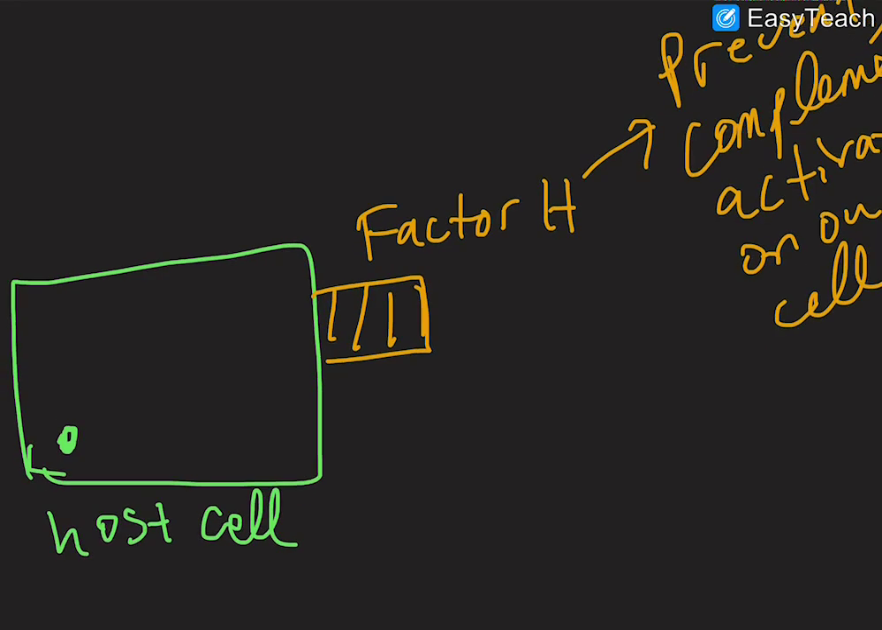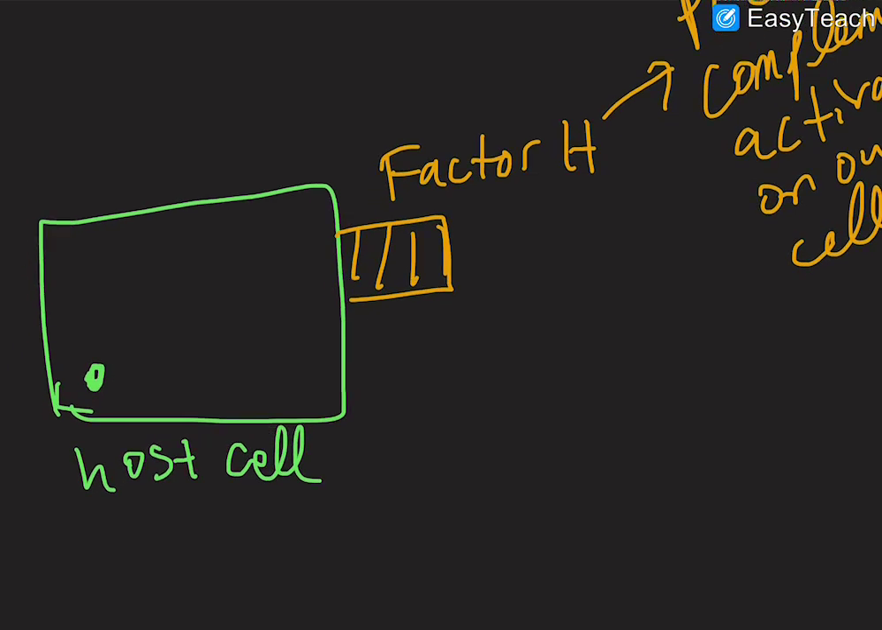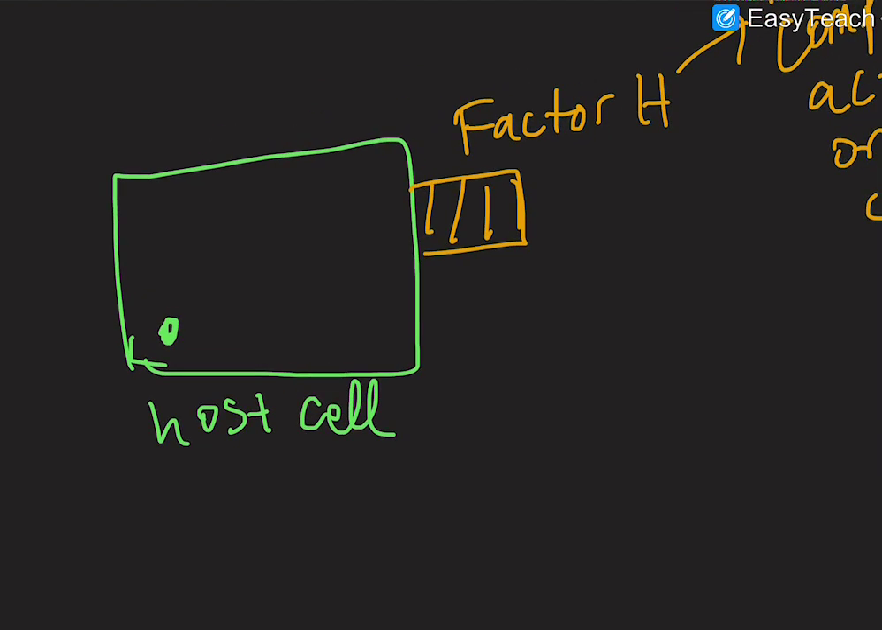But how does it do this? There are a few ways, and we can quickly go over them. The first way is that it stops the formation of C3 convertase, that being C3bBB. So how it does this is this: let's say you had a person who had dysfunctional factor H. Then when you form C3b via the fluid phase C3 convertase, let's say those C3b molecules started binding on the host cell.